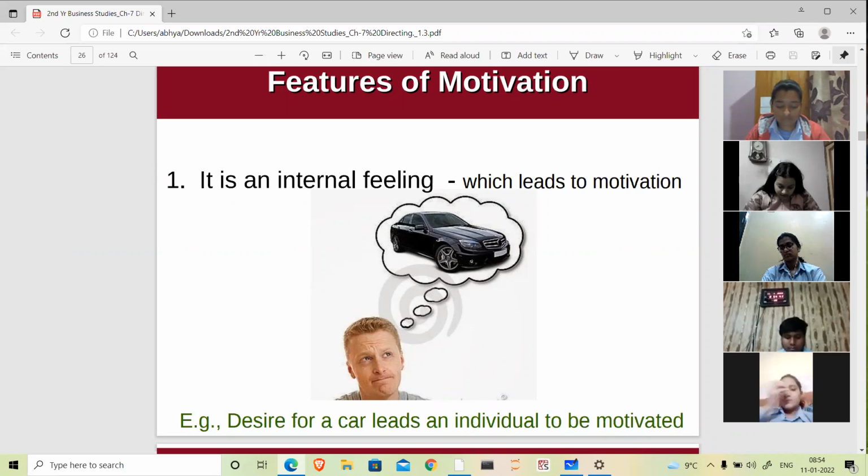So motivation is just an internal feeling. It cannot be forced on someone. Desire for a car leads an individual to be motivated. Same thing I told you.